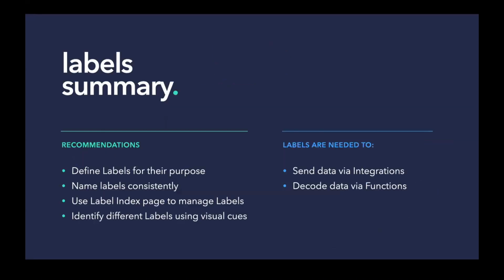So just a quick summary, with some recommendations. Make sure that you're defining labels clearly for the purpose that they're being used for. So if you're using them for integration, in the naming it might be useful to say integration or function. Be consistent with your labels. It's just good housekeeping, like if you were structuring stuff and using folders on a desktop, right? You want to make sure that it is very clear and you're consistent with your naming schemes.